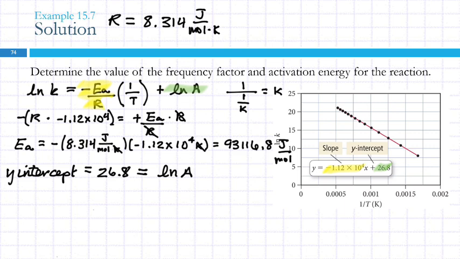So use the number solver if you like, or the algebra method is we need to get rid of natural log, so we do the inverse function, which is inverse log. So we're going to do e to both sides. e to the 26.8 is equal to e to the natural log of A, which is equal to A. So A is going to be e to the 26.8. I'm just going to write down 3 sig figs.